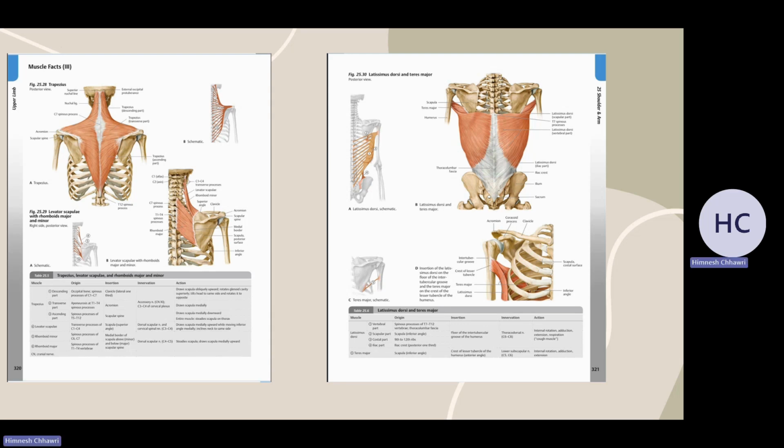Then we have the rhomboid major. Since rhomboid minor was C6, C7, rhomboid major is immediately below, so it'll be T1 to T4. What has the same origin as T1 to T4? Correct, the transverse part of the trapezius. So you just need to relate things, and it's very easy to remember origin and insertions. I need to remember pictures and relation. That's all. It inserts into the medial border of the scapula, same as rhomboid minor, but it is below because minor is over major. Innervation by the dorsal scapular nerve, both.